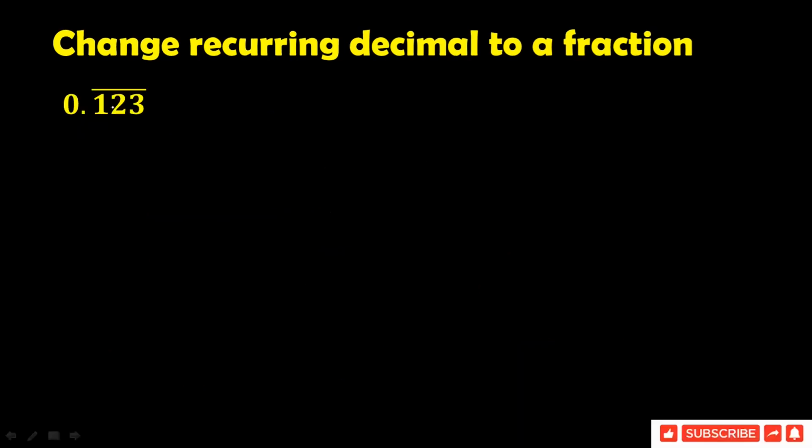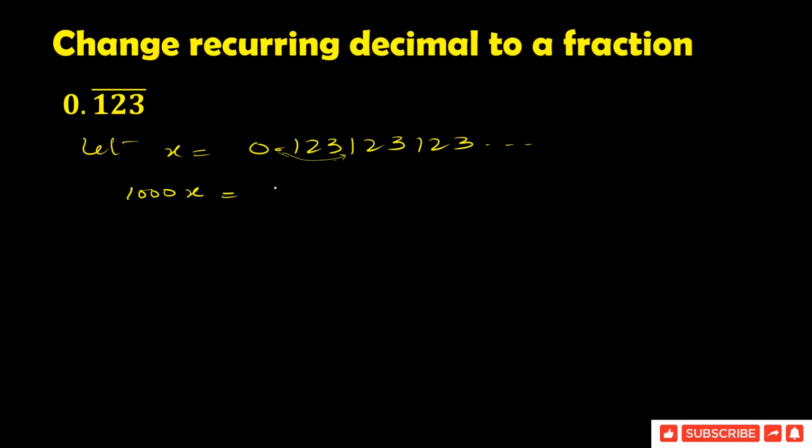Let's try 0.123 whole bar. It means 123 is the repeating part. So we can rewrite it by opening this bar. x equals 0.123123 and on and on. Now we need to move the decimal up to 1, 2 and 3, which means we move the decimal 3 digits to the right. So we multiply both sides by 1000. This becomes 123.123123 and on and on.